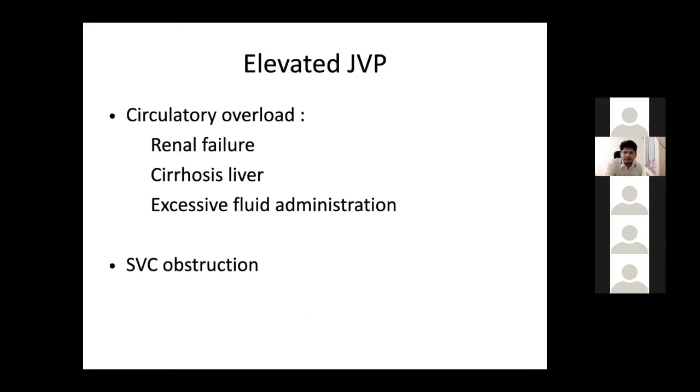So apart from the cardiac causes, conditions such as CKD, ascites with cirrhosis of liver, and excessive fluid administration, if you give to a patient, these are the causes of raised JVP. As I already told you, non-pulsatile JVP is seen in SVC obstruction.